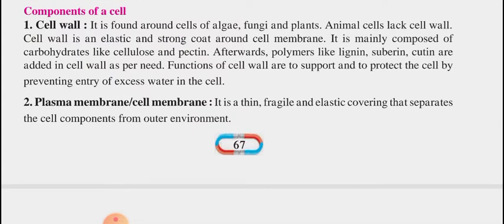It is found around the cells of fungi and plants. Animal cells lack a cell wall. The cell wall is an elastic and strong coat around the cell membrane. It is mainly composed of carbohydrates like cellulose and pectin. Afterwards, polymers like lignin, suberin, cutin are added in cell walls as per need. Functions of the cell wall are to support and protect the cell by preventing entry of excess water in the cell.